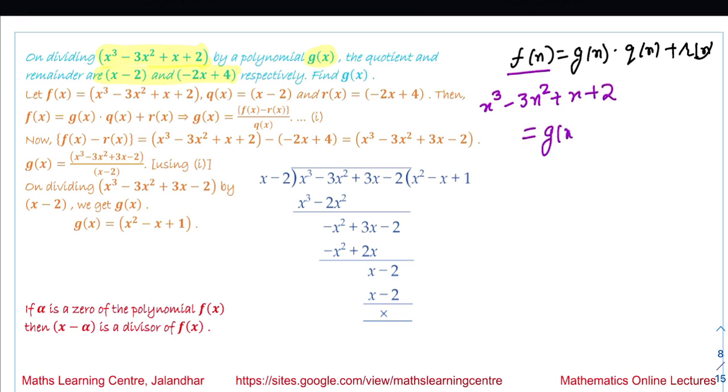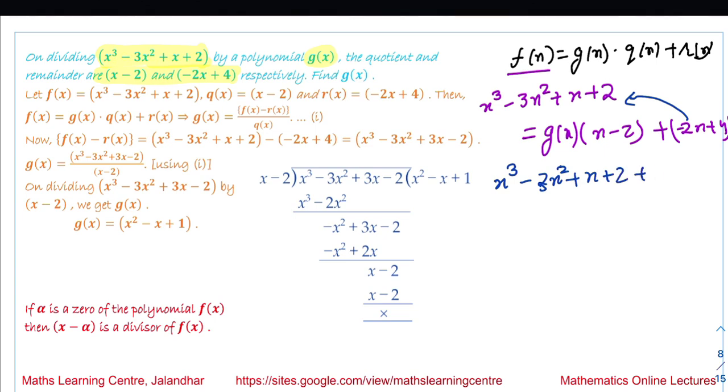Gx we have to calculate. The quotient is given to be x minus 2 and the remainder is given to be minus 2x plus 4. So if we adjust these terms, we send these terms on this side, it is x cube minus 3x square plus x plus 2. Then we are adding 2x minus 4. When we are saying that we are sending these terms on this side, basically what we are doing is we are adding 2x minus 4 on both sides.